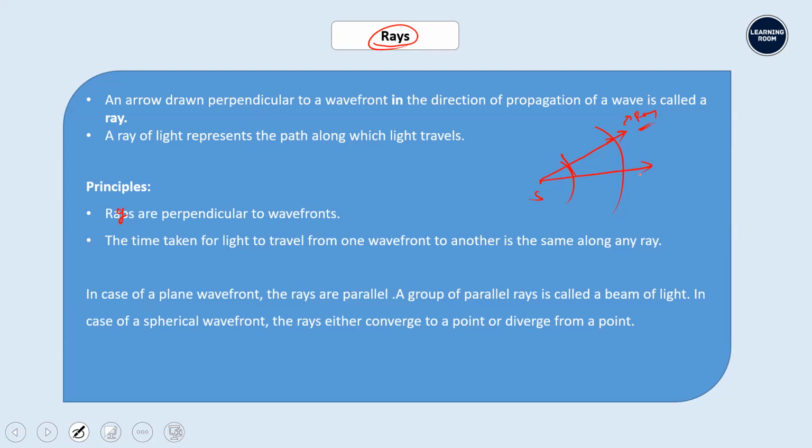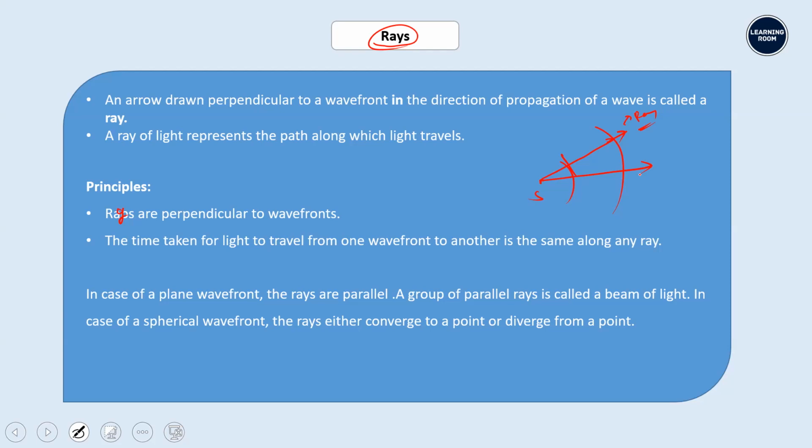Now, what they are trying to say is the time taken for the light to travel from one wavefront to another is going to be the same if you try to measure it along any ray. For example, if I take this scenario, I have drawn two rays. So, if I measure this distance or this distance, they will be the same. It's not radius, the distance between those two wavefronts, provided it is acting in the same medium. Because we know that speed of the light varies from medium to medium. You're able to understand what I'm trying to say?